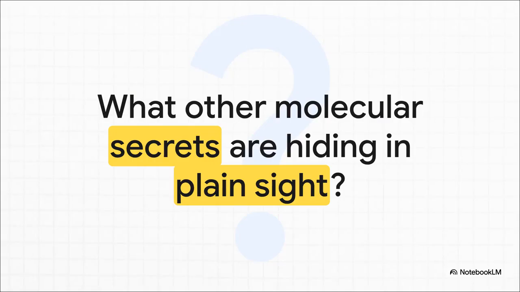And that really brings us to our final thought. The story of glucose shows us, pretty dramatically, how a tiny change in 3D shape can create a completely different biological reality. It just leaves you with this fascinating question. If a tiny flip can change everything for a simple sugar, what other incredible molecular secrets are hiding all around us, just waiting to be discovered, right in plain sight?